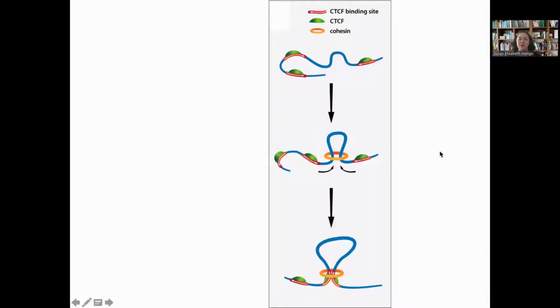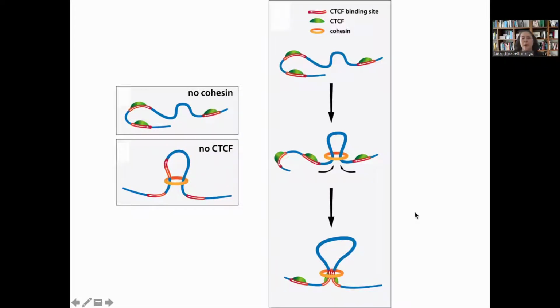So if this is the model for how it works, here's what we might imagine in the mutations. If we get rid of cohesin in experiment 2, we no longer have the ring. We're not going to form a loop. On the other hand, if we don't have CTCF, we can still form the loop in experiment 1, but we don't have these anchor proteins to tell it when to stop. So we're just going to keep pumping DNA through this to make a bigger and bigger loop.